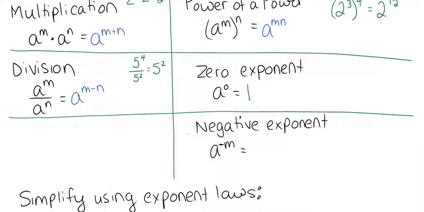And finally, the negative exponent. This one's the trickiest. We never really want to leave things with a negative exponent. So it turns out if you have a negative exponent, you can make it 1 over a to the power of m. And you could write it like this. Or I guess you could also write it like this, because 1 to the power of m is going to be 1.